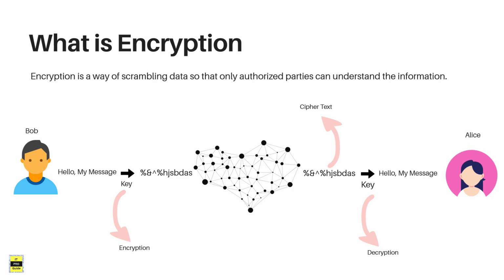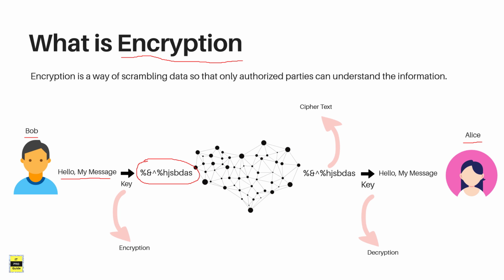Here comes the importance of encryption. With encryption, you can convert data into a non-readable format so that only the authorized party can understand the information. Here two people are communicating, Bob and Alice. Alice is the only authorized person who is supposed to read the message sent by Bob. And Bob is sending a message, hello, my message. This message has to be sent over the internet to Alice.